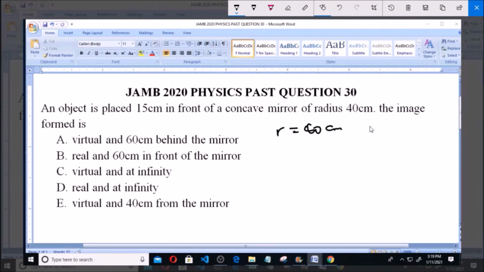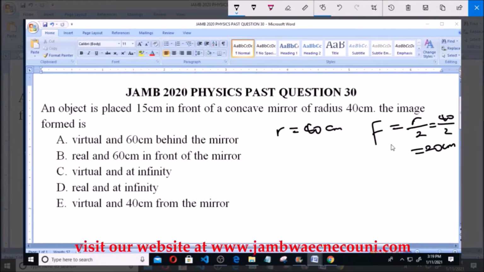Now remember that relation that says that f, focal length, is equal to r, radius of curvature, all over 2, and that is equal to 40 over 2, which is equal to 20 centimeters. So it simply means that the focal length of this concave mirror is 20 centimeters. So the object is placed 15 centimeters in front of the concave mirror. That is, it is placed before the focal length, that is before the principal focus, because the point of the focal length is known as the principal focus. So the object was placed in front of the principal focus.